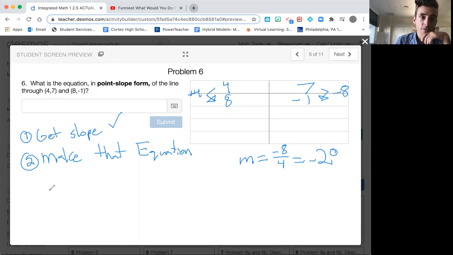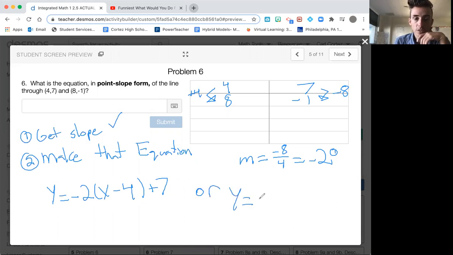Make the equation. You have 2 options. You could have y equals -2(x minus 4) plus 7, or y equals -2(x minus 8) minus 1. So this is referencing the point (4, 7). This is referencing the point (8, -1). So 2 versions of the same equation. Both would work just fine.